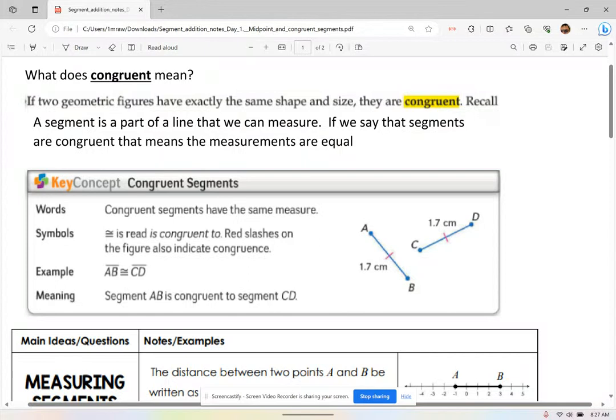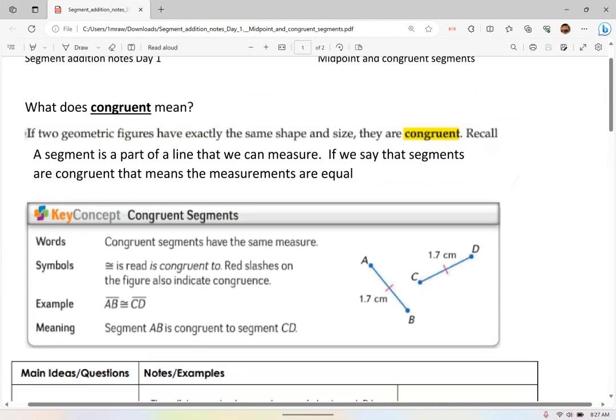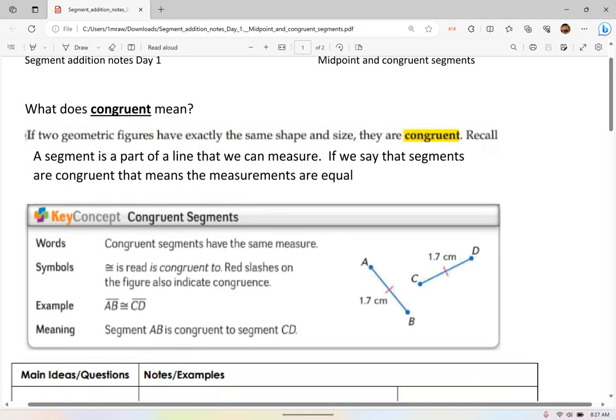Okay, so today we're going to be talking about midsegments and segment addition, introducing it, and talking about congruent segments. What does congruent mean? Congruent means if two geometric figures have exactly the same shape and same size, they're congruent.